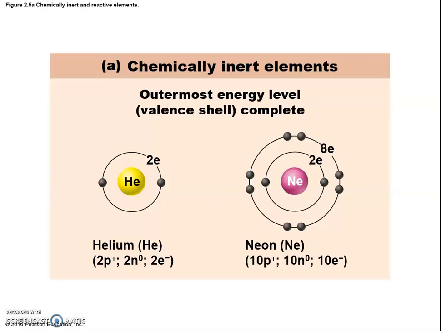And here we see helium and neon are the two examples here. We find those on the far right-hand vertical column of the periodic table, and they're what are called the inert gases, or the noble gases. What that really means is that they're not reactive.